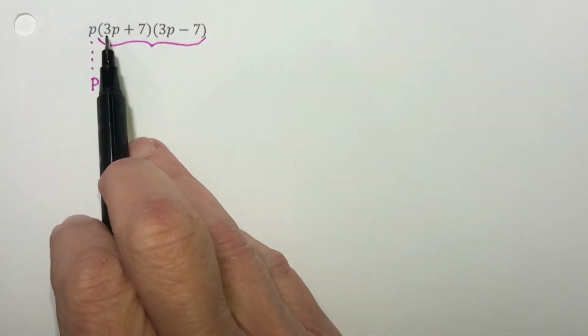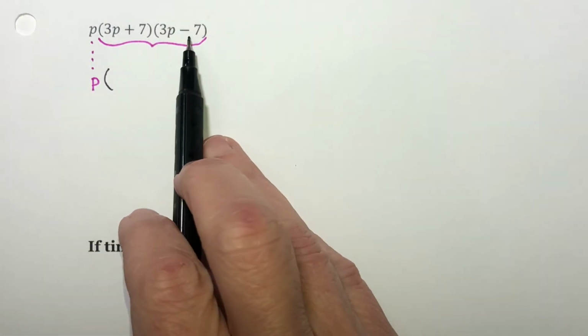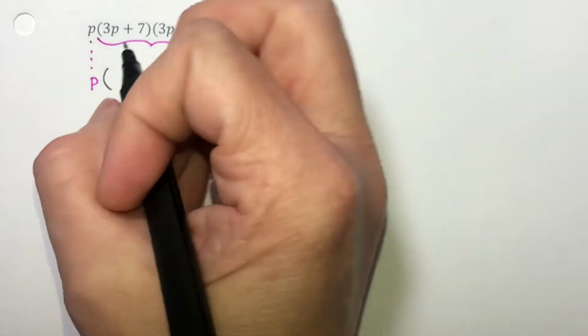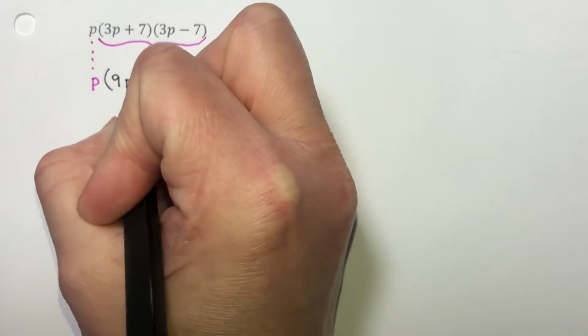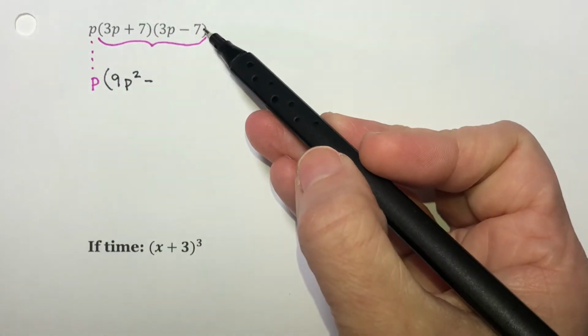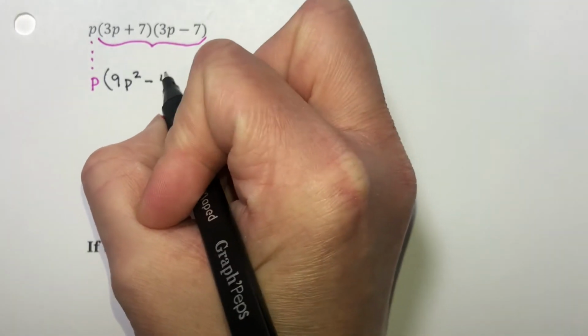Okay? So what do I have here? I do have a difference of squares, opposite signs, same terms. So I square my first term. 3 squared is 9, p squared, minus, square your last term, 7 squared is 49.